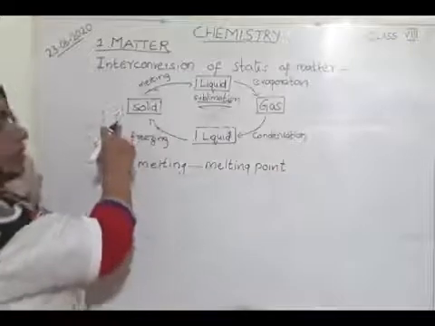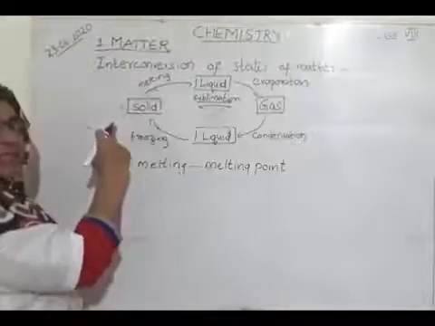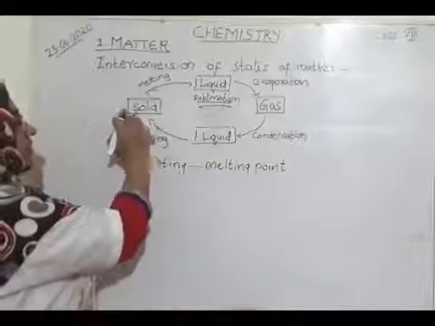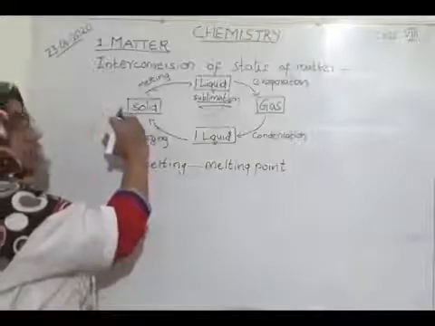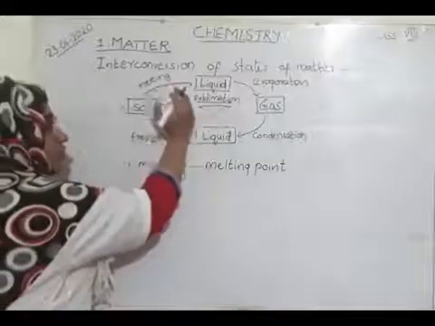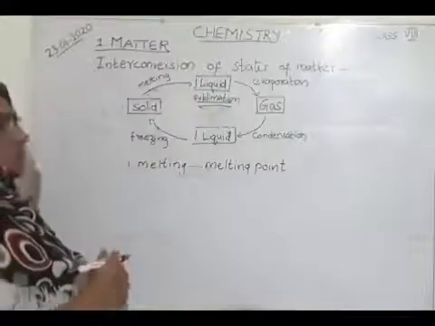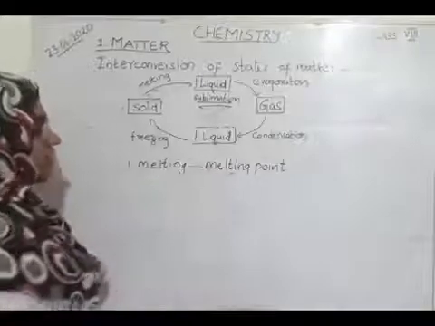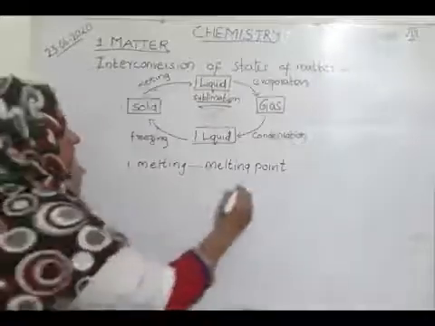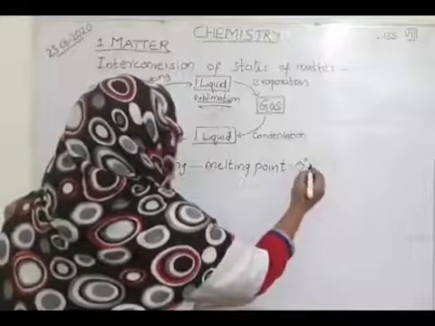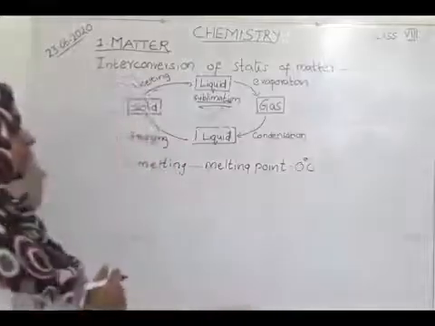For example, let us consider the solid substance ice, and the temperature at which ice begins to change into its liquid state. Liquid state means water. That is known as the melting point. So what is the melting point here? Do you know the melting point of ice? It is 0 degrees Celsius, isn't it?